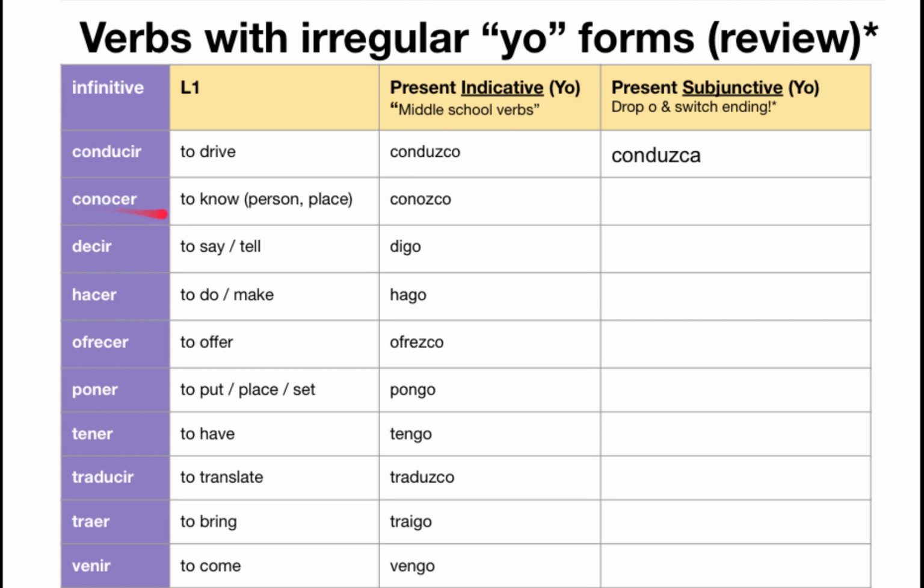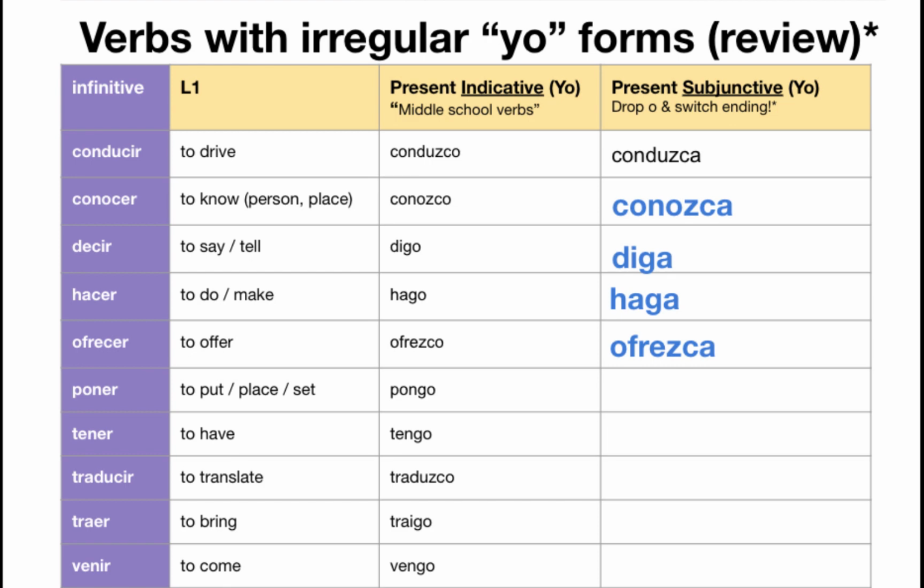So we're going to talk about conocer, which is to be familiar with, to know a person or place. Yo present form indicative is yo conozco. Subjunctive would be conozca. Decir, to say. Yo digo. Yo diga in the subjunctive. Hago is the present indicative of hacer. In the subjunctive, we would say haga. Ofrecer, we would say yo ofrezco in the indicative. In the subjunctive, we would say ofrezca.